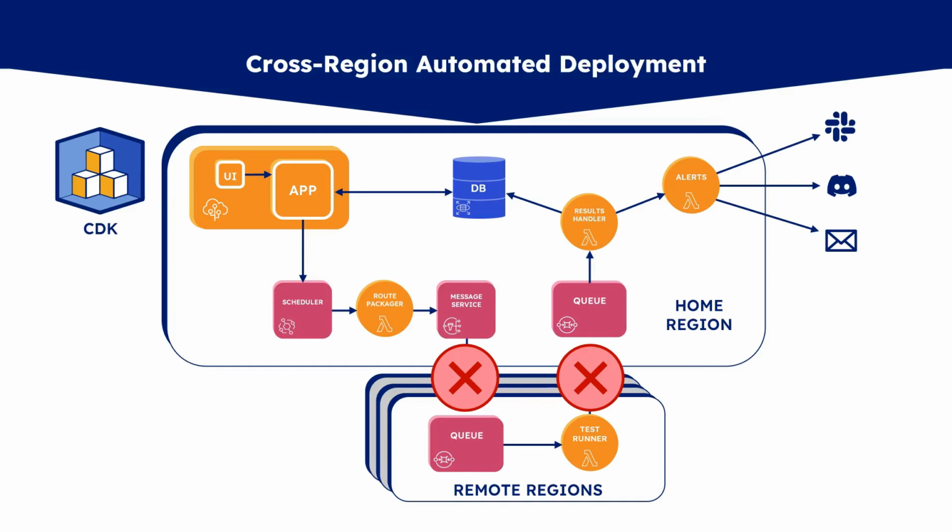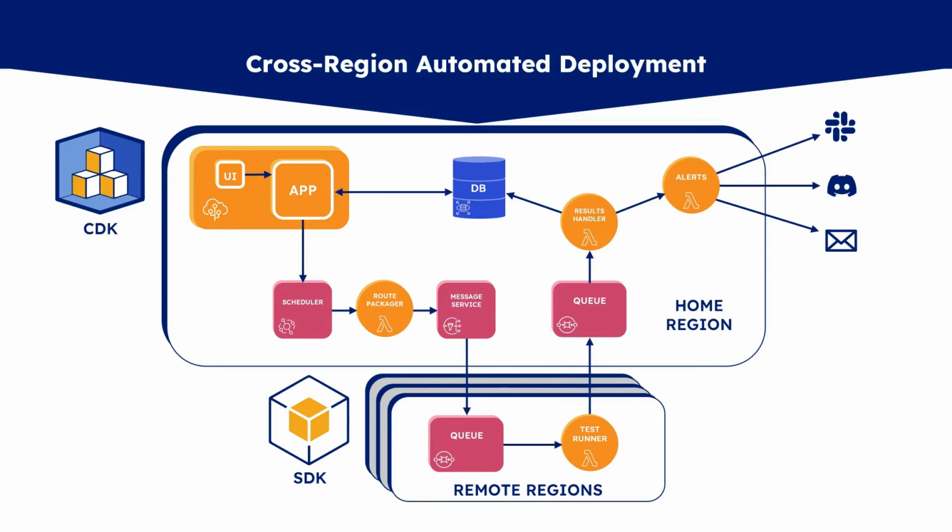We did this by using a different AWS tool, the Software Development Kit, or SDK. While the CDK is specifically purposed for setting up, modifying, or tearing down resources, the SDK enables cross-region communication at runtime. We added some code to the test runner Lambda function so that when invoked, it can use the SDK to connect to the home region. This kept the deployment process lean and the complexity to a minimum for the installing user.